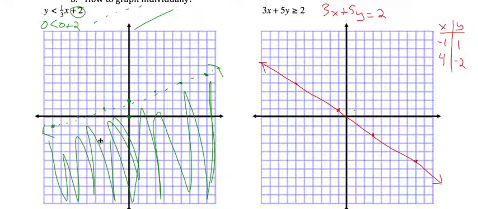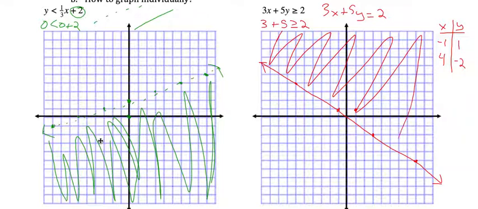So this time I'm going to choose 1, 1 as a test point. I'm going to check x equals 1 and y equals 1. I would get 3 plus 5 is greater than or equal to 2. It is. So I want to shade above the line because that's where 1, 1 is located with respect to my line. That's really the basics for graphing linear inequalities.